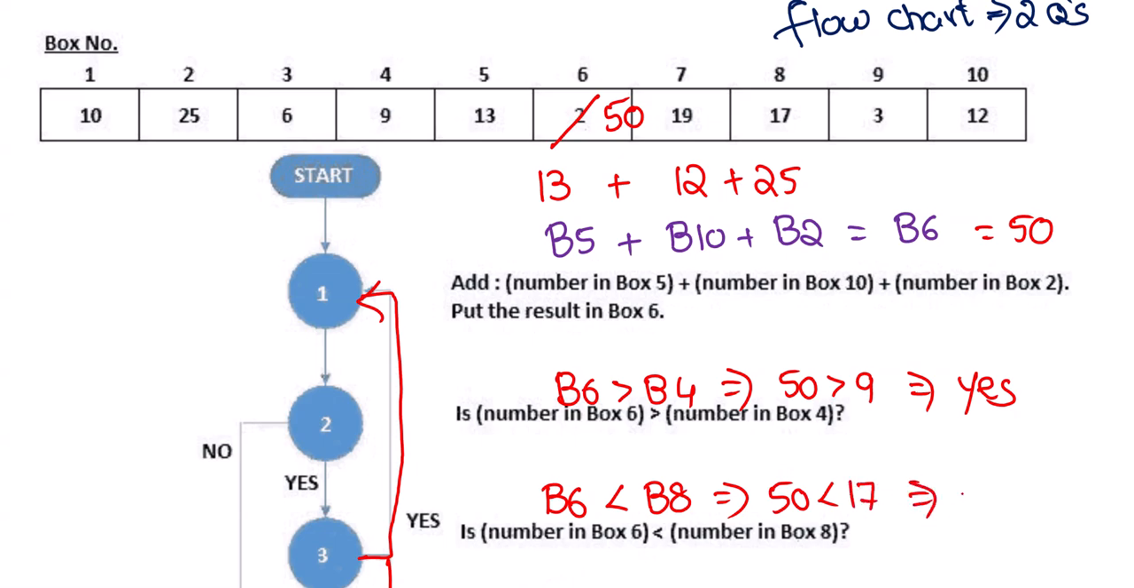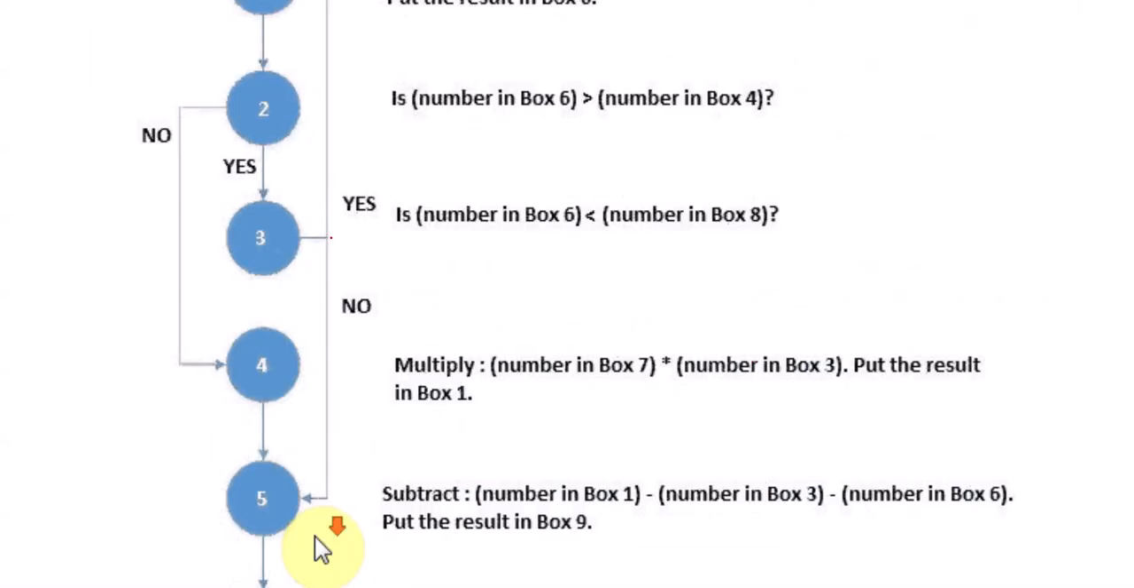Is 50 less than 17? No. The number saved in box 8 is 17 here. We'll check, is 50 less than 17? No. When it is no, you can move to the next step. When it is no, directly you are allowed to go to step 5. What is in step 5, sir? We have to subtract number in box 1, number in box 3, and number in box 6, and the result must be stored in box 9.